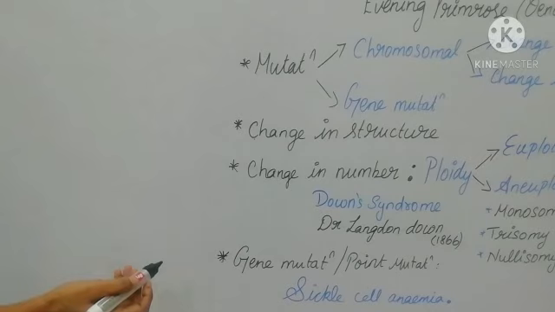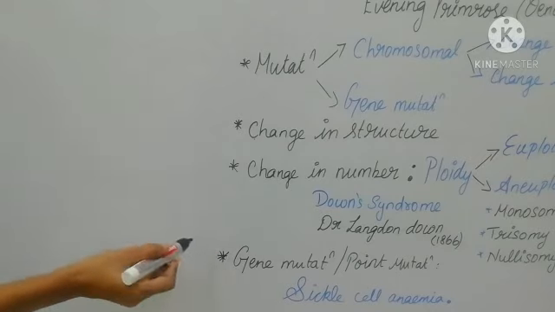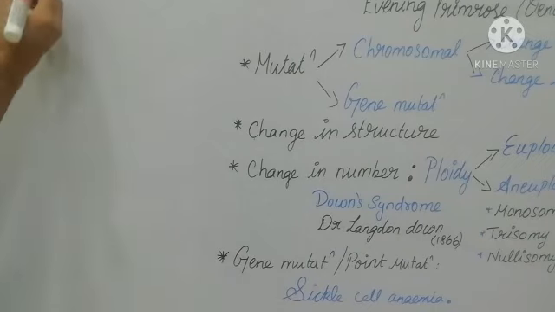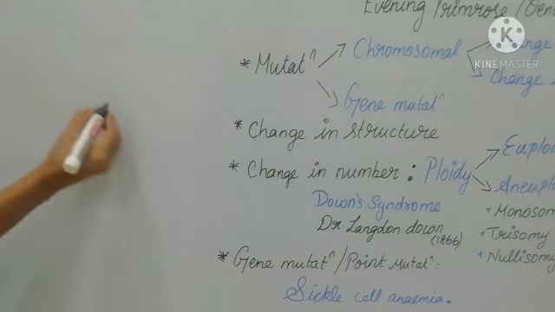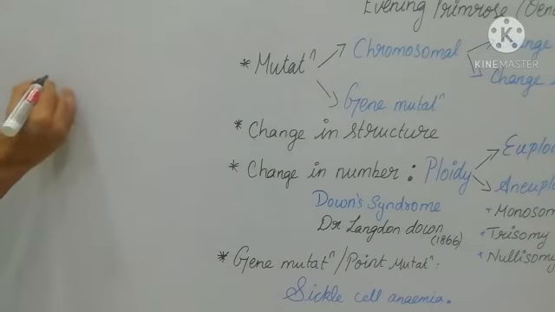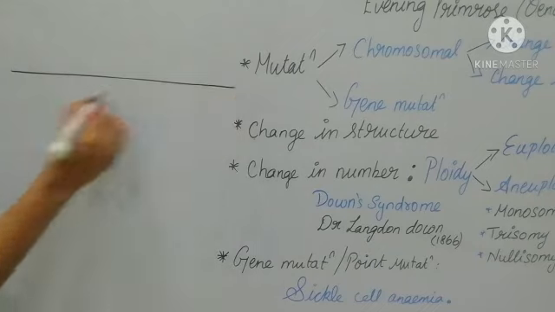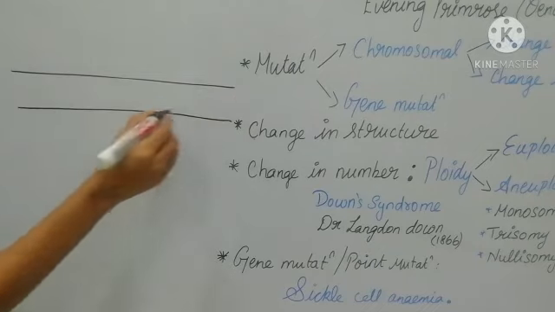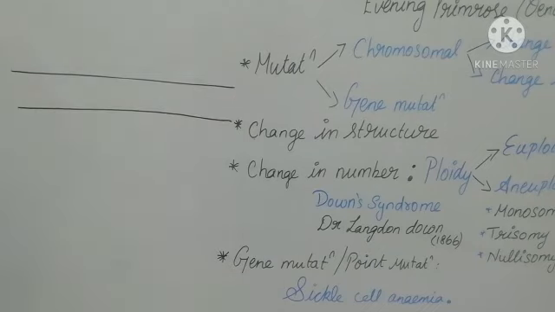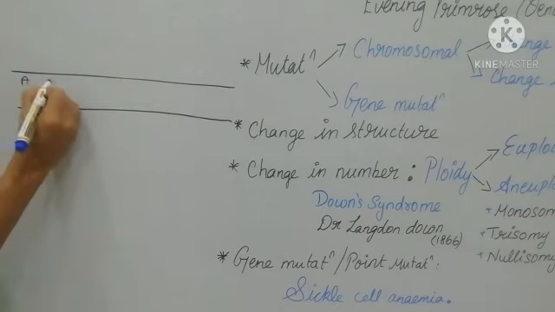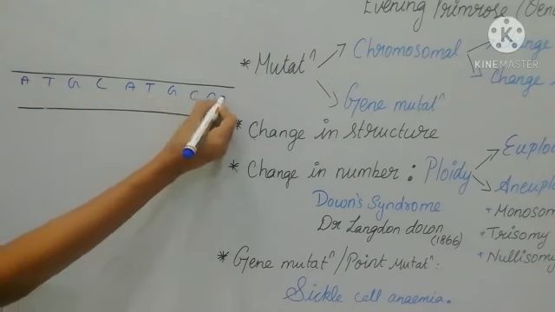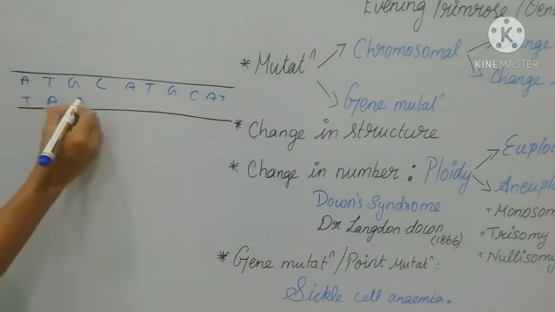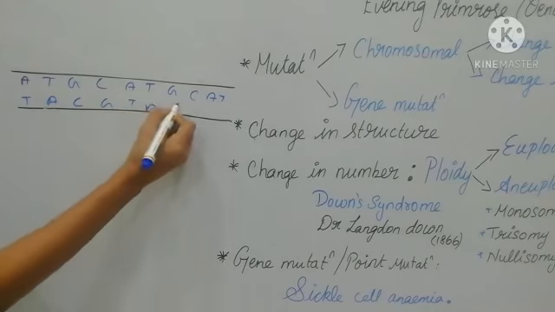The next type of mutation is gene mutation or point mutation. Genes are present inside the chromosomes, and these genes are made up of DNA, and the DNA is made up of nucleotides. You can take this as the complete gene or a piece of DNA. In that, the nitrogenous bases are arranged ATGC, ATGC, and in the complementary strand they are arranged as TACG, TACG, like that.